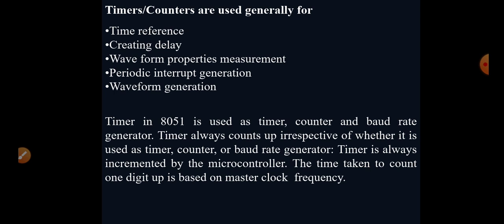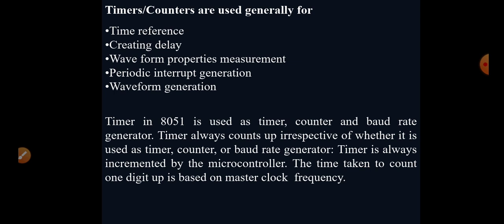So timers in 8051 can be used as timers, counters, or also as a baud rate generator. Baud rate comes in serial communication, that is the number of bits which are transmitted per second, the data transmission rate. So we call it a baud rate. So either you can use it as a timer, or as a counter, or as a baud rate generator. Timers always count up irrespective of whether they are used as a timer, counter, or baud rate generator.